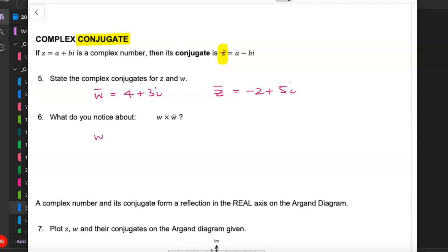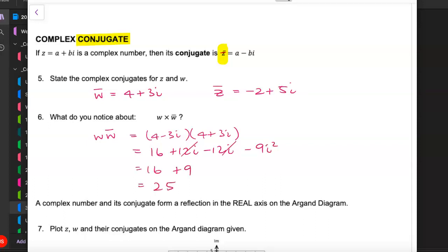When we multiply a complex number by its conjugate, as you would have seen when we rationalised, what we find is we end up with i squared, because we've got a binomial expansion. But even more interestingly, we know our imaginary values cancel, and we end up with a real number when we multiply a complex number by its conjugate.